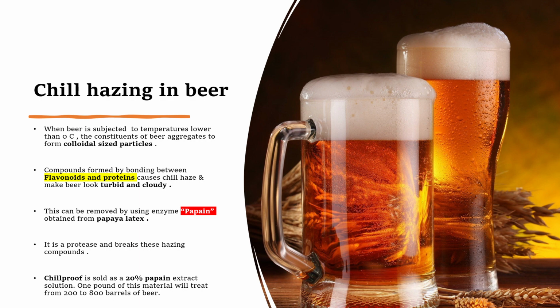This can be definitely removed by using enzymes, a specific class of enzymes known as protease, and the most highly utilized enzyme is papain. We derive it from papaya latex. What it does, it breaks these hazing compounds. The bond between flavonoids and proteins is broken down, and such colloidal particles break up, and the chill hazing is prevented. In industry or in commercial parameters, papain 20% solution is sold by the name of chill proof, because it makes beer chill proof by not letting the haziness induce.